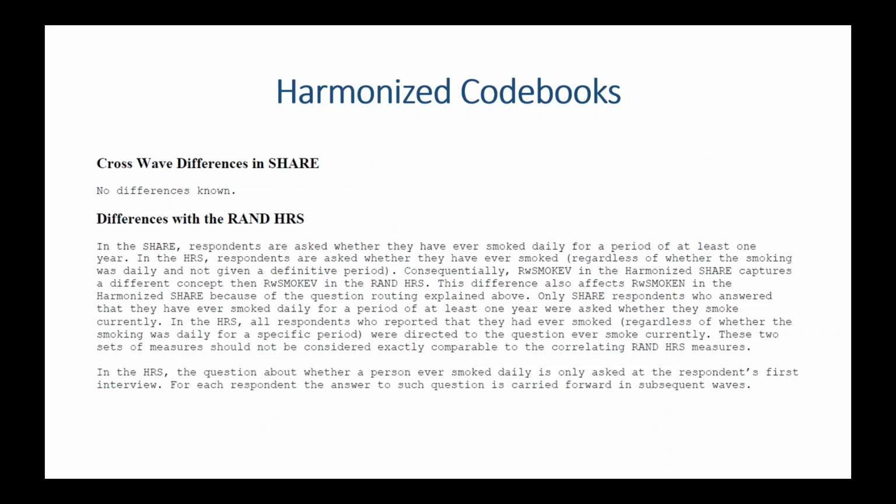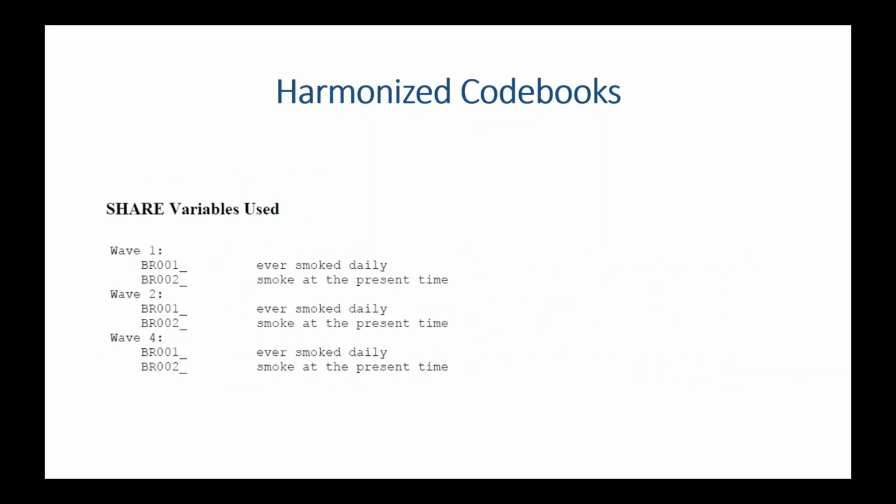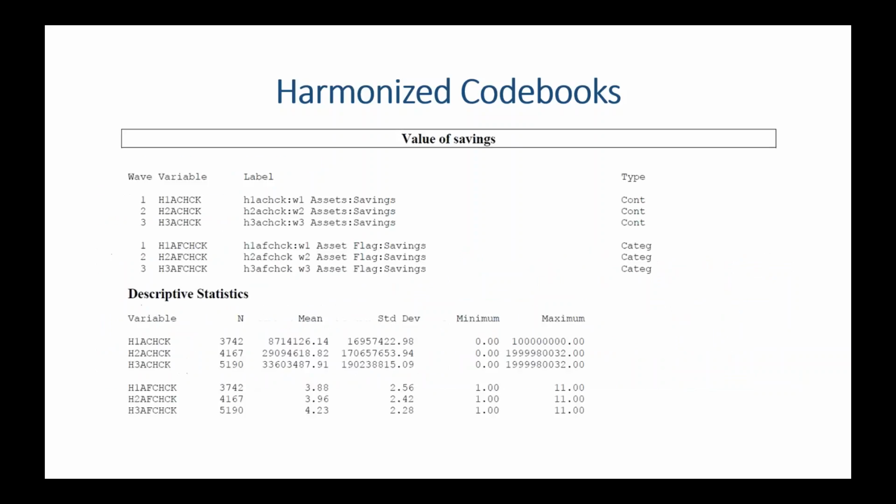So here we say, in SHARE, respondents are asked whether they've ever smoked daily for a period of at least 1 year. And in the HRS, respondents are asked whether they've ever smoked daily, regardless of whether the smoking was daily, and not given a definitive period. So depending on what you're trying to capture, this difference could be really important or it could be not that significant. But we always try to detail for you any differences so that you can compare between different surveys. And then lastly, we list all the SHARE variables used.